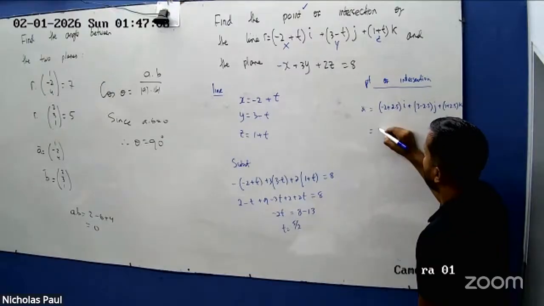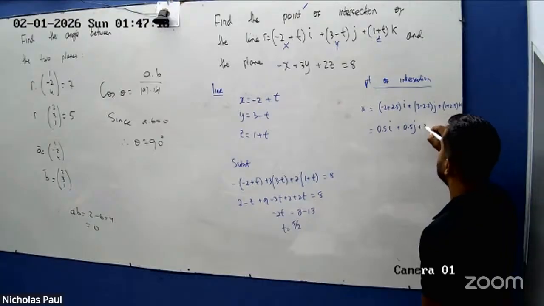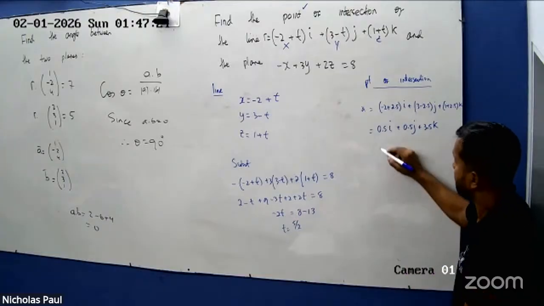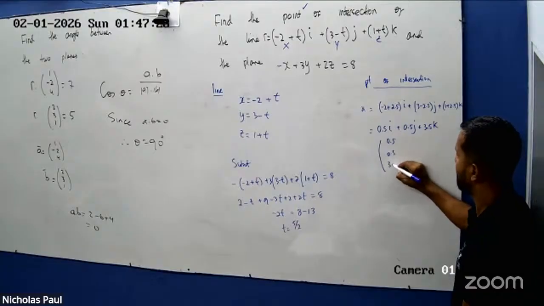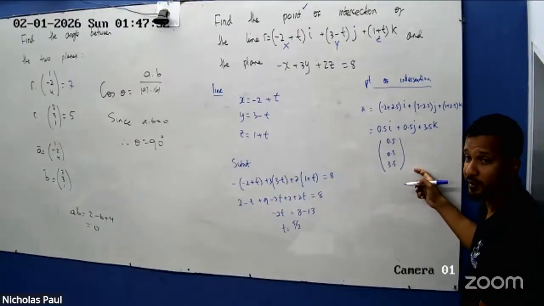Right, so I have 0.5i plus 0.5j plus 3.5k. Anybody get this? That's the point? Yeah. Nice.